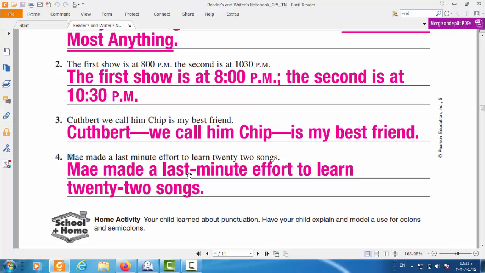In here you will find that I put "last minute". In here I put a hyphen because it is a last-minute effort. It means that "last minute" in here is one word, or is considered as one word. And take care, guys. This is extra information for you.